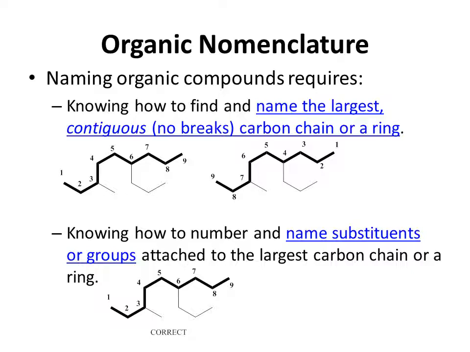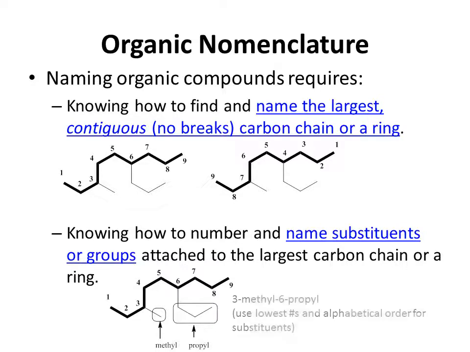From that previous example, the numbering should be from left to right because you want to give the lowest possible numbers to the substituents that are attached to the longest contiguous carbon chain. These substituents would be named methyl and propyl, and specifically, based on their numbers, they would be 3-methyl, 6-propyl. Note that we're using the lowest numbers for these substituents or groups, and we're placing them in alphabetical order.